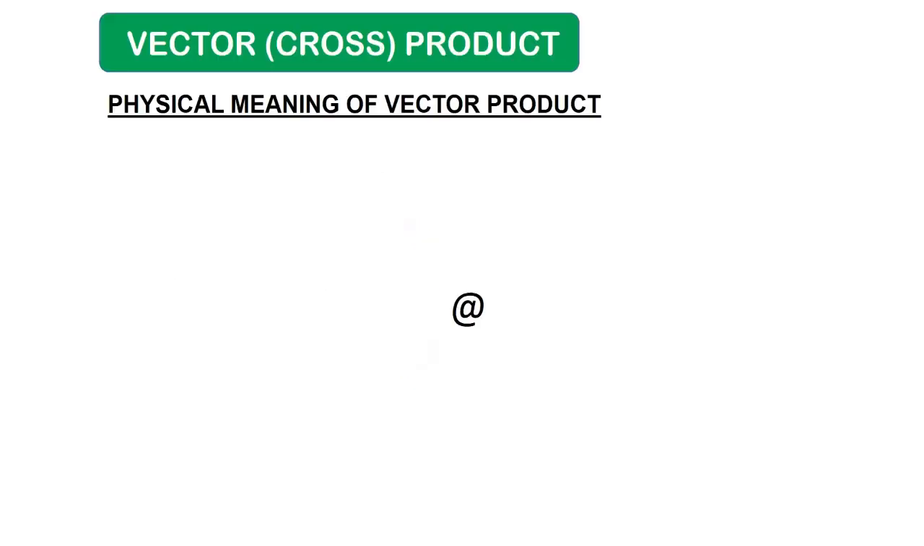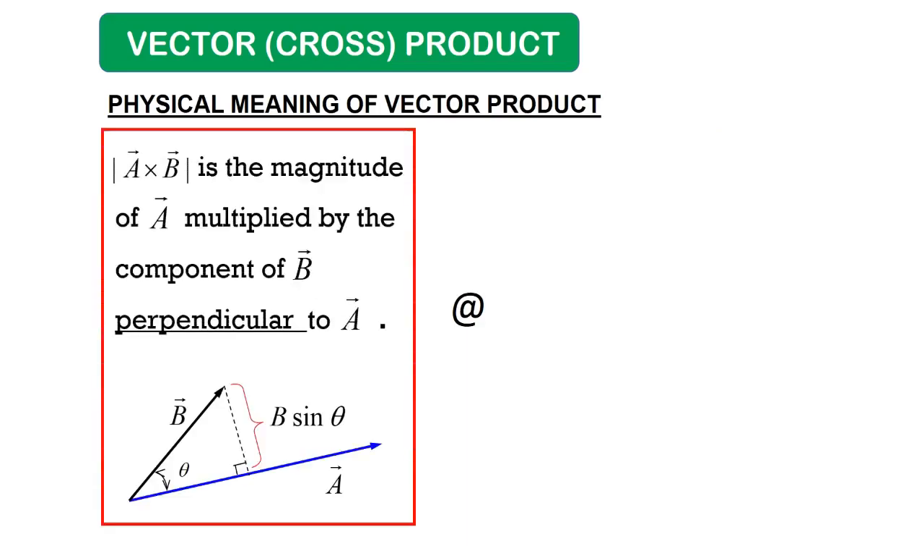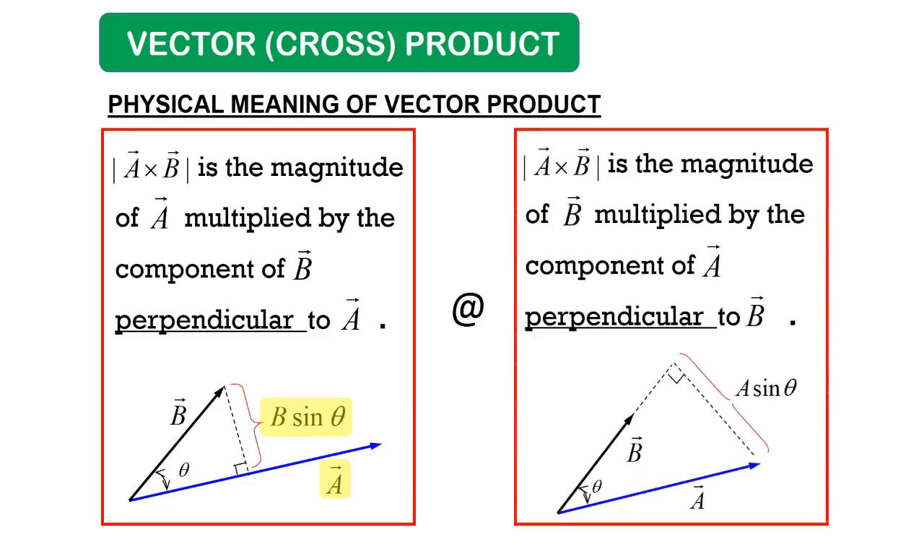Let's look at the physical meaning of vector product. The cross product of vector A and B is the magnitude of vector A multiplied by the component of vector B perpendicular to vector A. Or in another way, we can say that the cross product of vector A and B is the magnitude of vector B multiplied by the component of vector A perpendicular to vector B. So the keyword here is perpendicular.